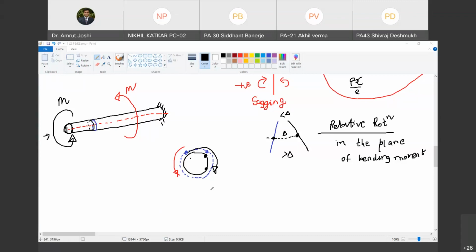Yes, sir. So what is the consequence? Relative rotation, but in the plane of cross section or in the plane of twisting moment. The plane of the cross section and the plane of the twisting moment are the same in this case. The moment is in the plane of the cross section, so twisting.